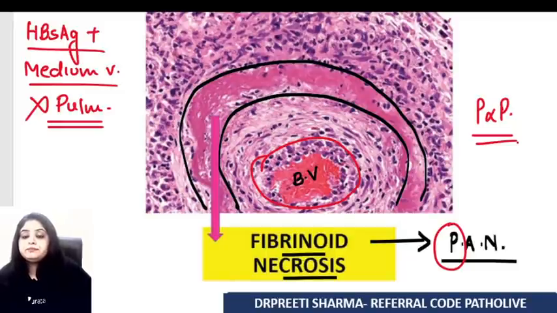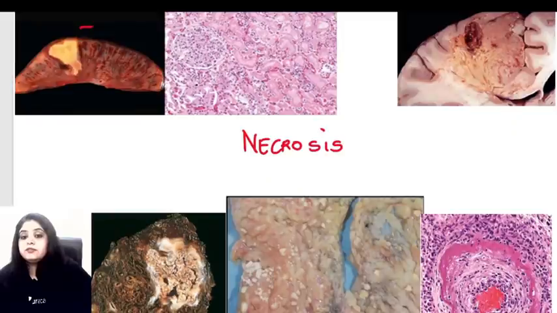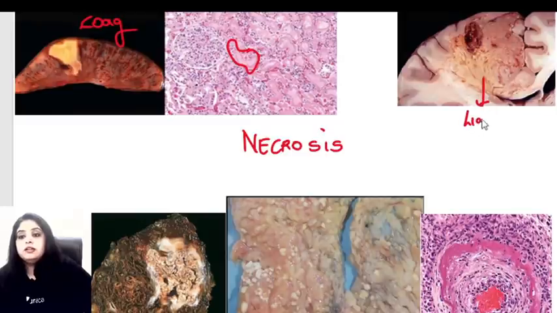Coming to the next, if I just show you the collage once again, I think it becomes very easy. The first one that you had over here, the ghost cells one, that was the coagulative necrosis. The one in the brain becomes liquefactive necrosis. The one in the lungs, the cheesy one, that becomes caseous necrosis.